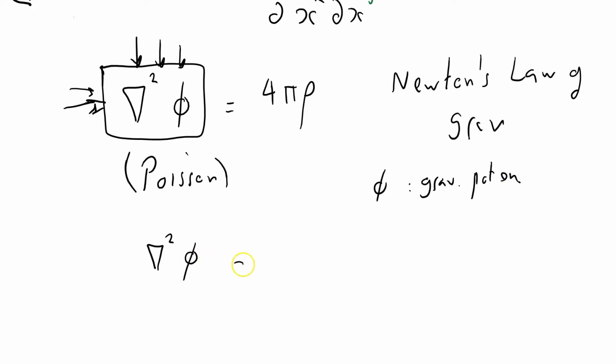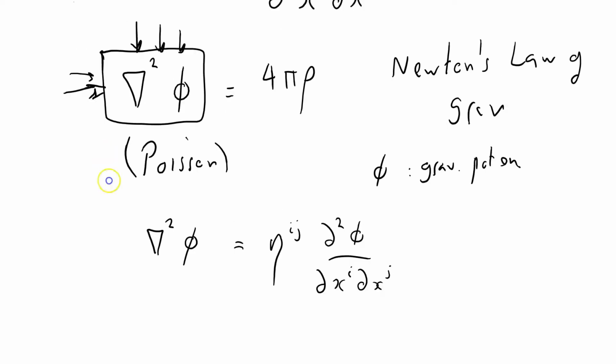Okay, well that equals eta, and I might change the variables ij, di to phi by di x i, di xj. Both left and right hand sides are scalars. The right hand side is scalar because we're summing over i and j. Okay, well what does that equal?